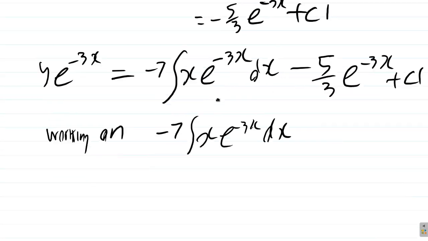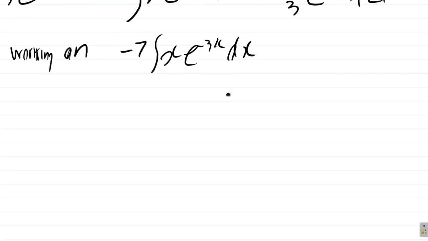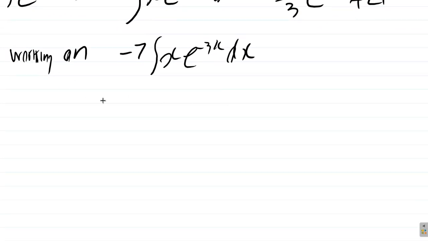Alright, so we're ready to integrate this. Now you do integration by parts. Remember what integration by parts says? The integral of u dv equals uv minus the integral of v du. And it comes from the product rule in differentiating.